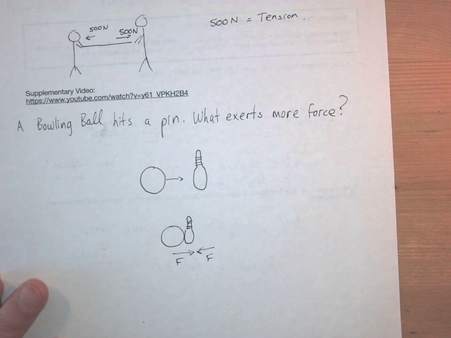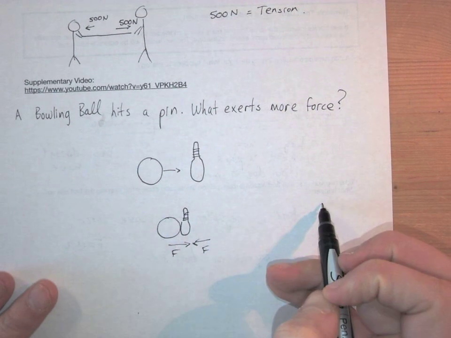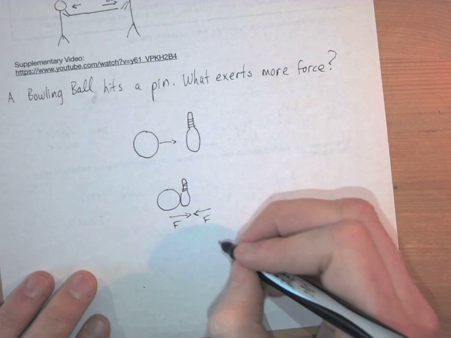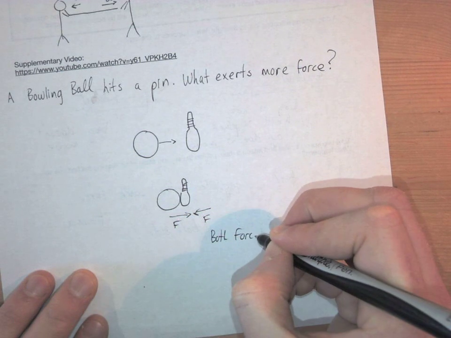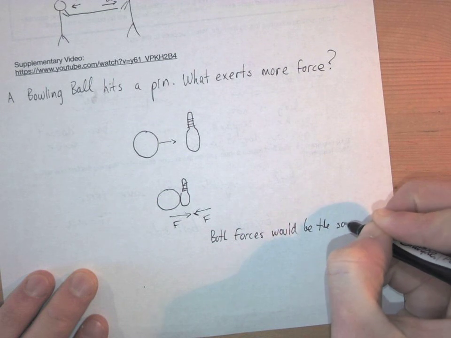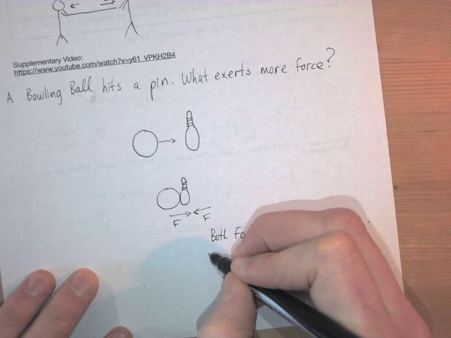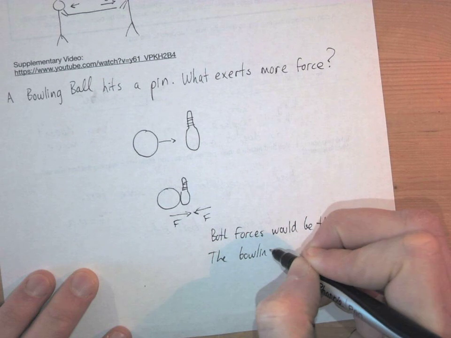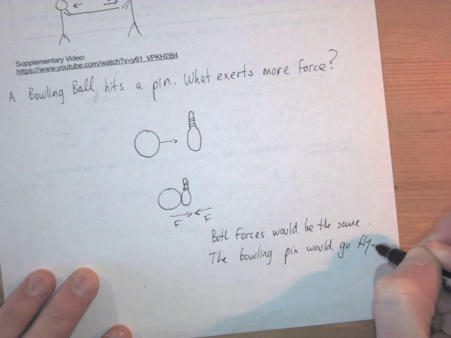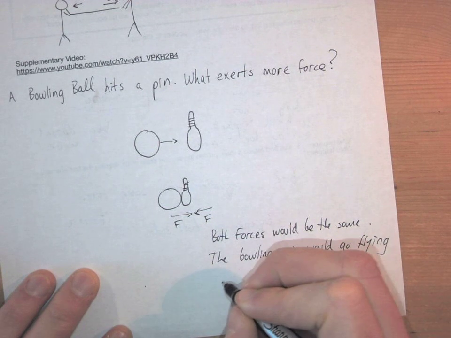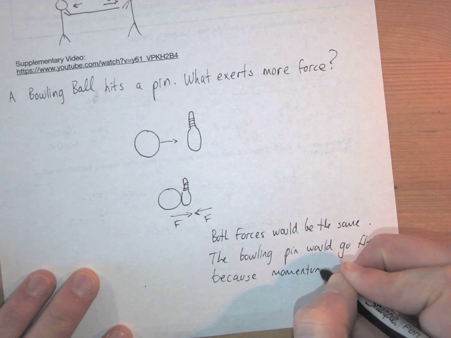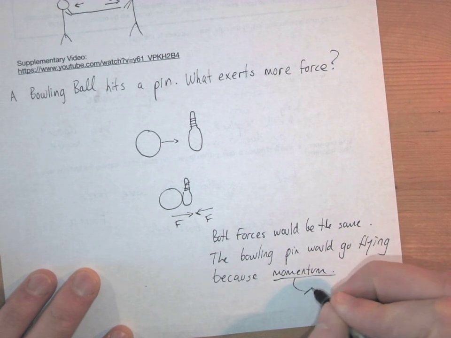But you all know that the pin would go flying. So overall, both forces would be the same. The bowling pin would go flying, but this is more to do because of momentum. And we don't really go into momentum in grade 11. We're going to go into this in grade 12.